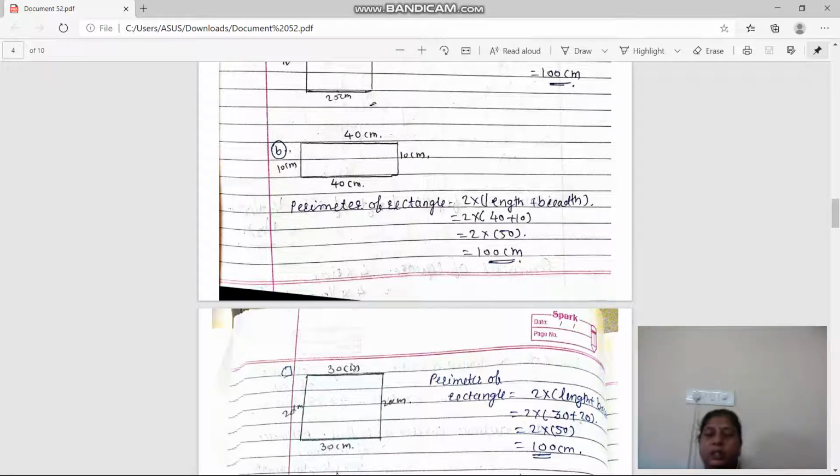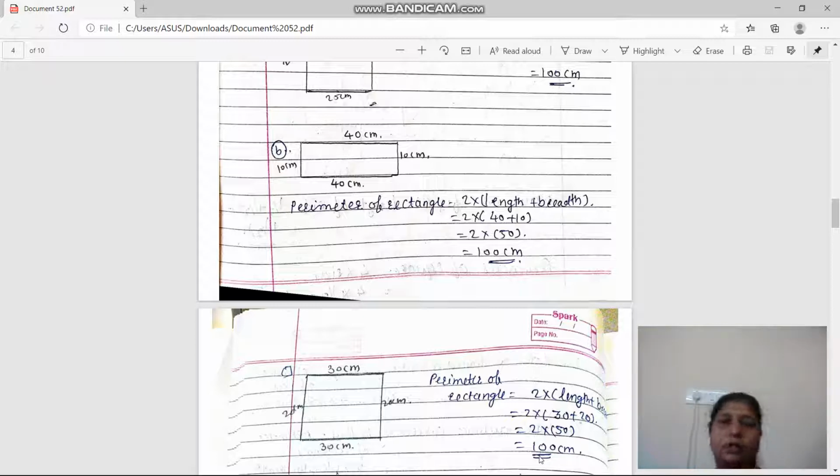Okay. Now next, C figure. Okay, so its length and breadth is also given. So length is 30 and breadth is 20. So perimeter of rectangle is equal to 2 multiplied by length plus breadth. So 2 multiplied by 30 plus 20. Okay, so 30 plus 20, what will you get here? 50, right? So 50 multiplied by 2, it is 100.